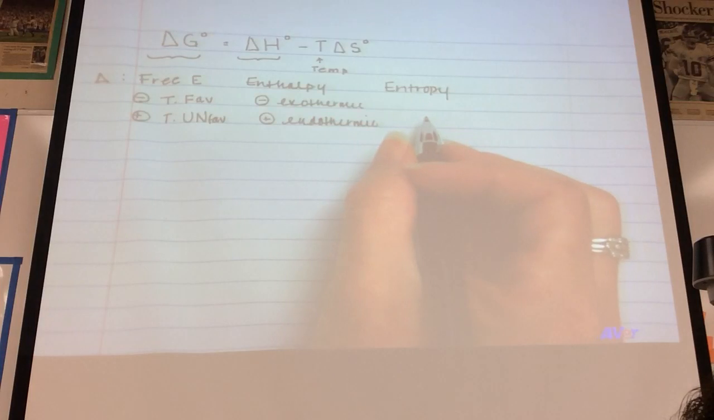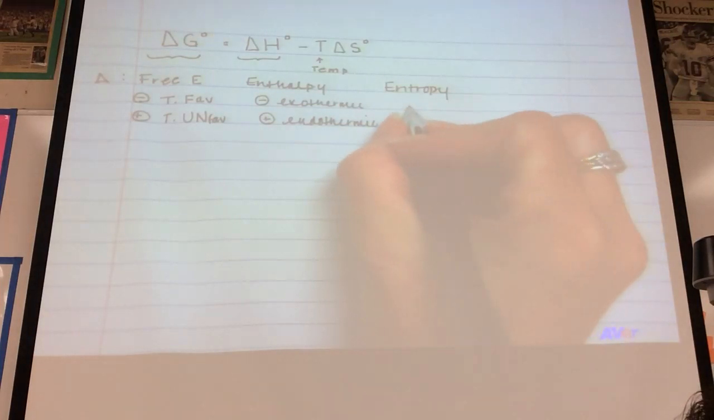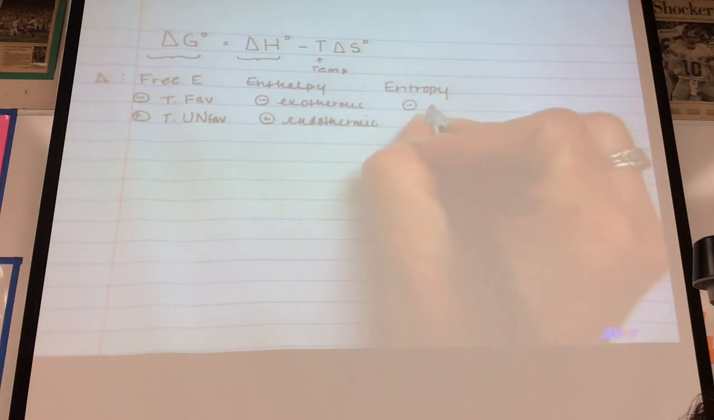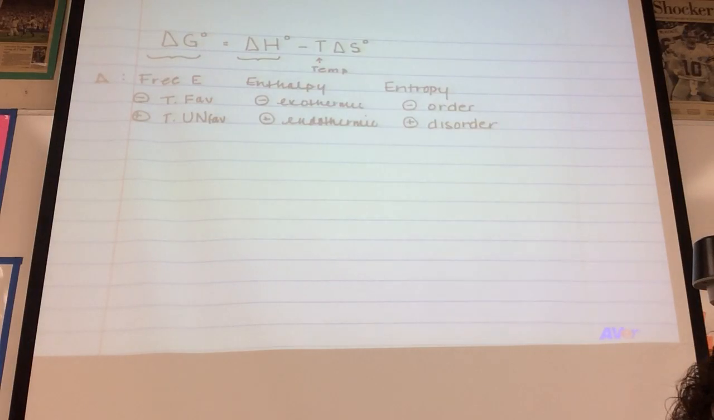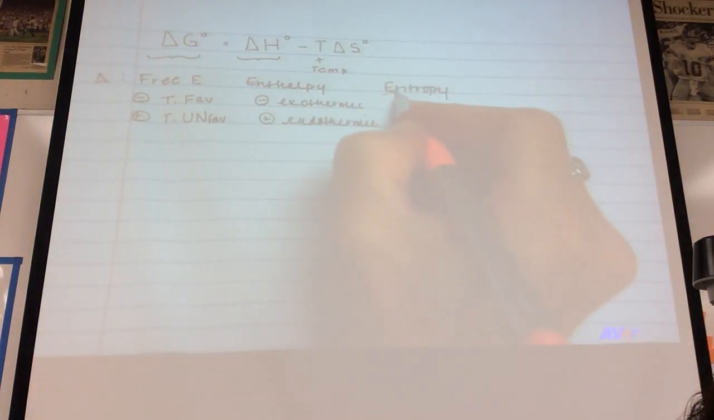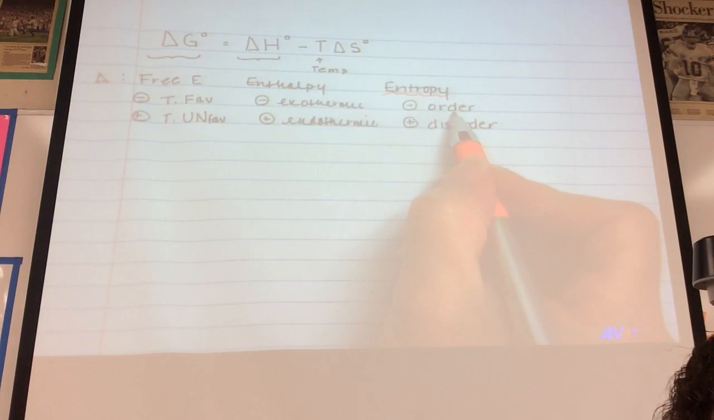And entropy deals with disorder. When it's negative, the system is going toward order, and when it's positive, the system is going toward disorder. We talked about entropy the other day. Order would be going from gas to liquid, liquid to solid, or, if you have all gaseous reactants and products, decreasing the number of moles of gas in the reaction.